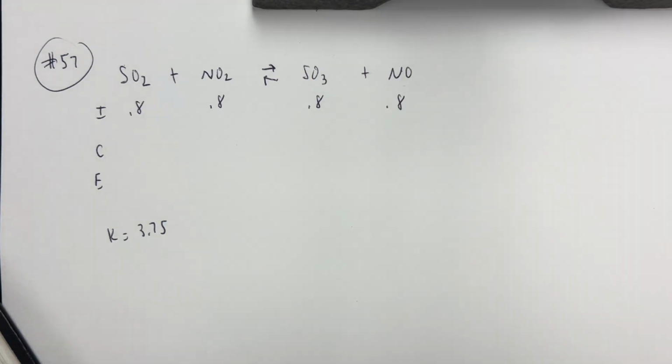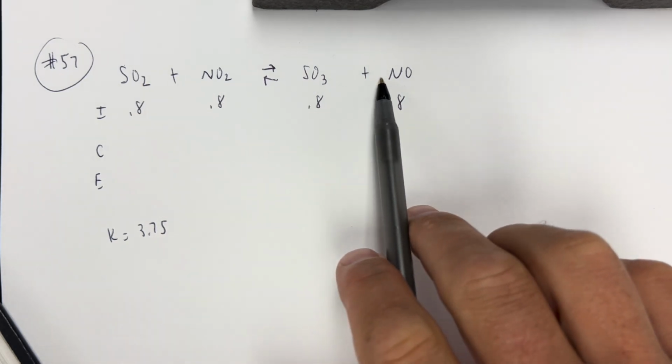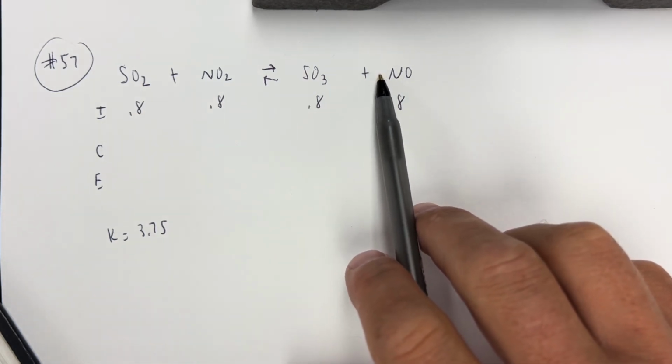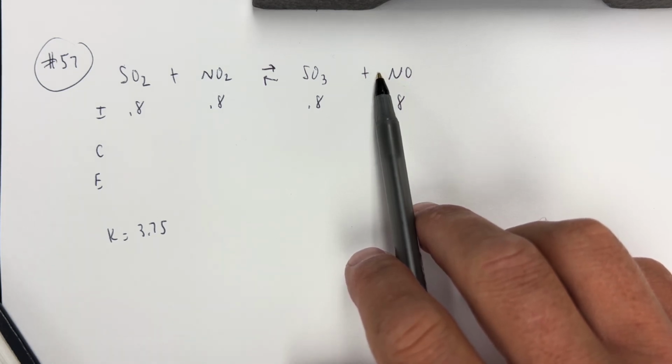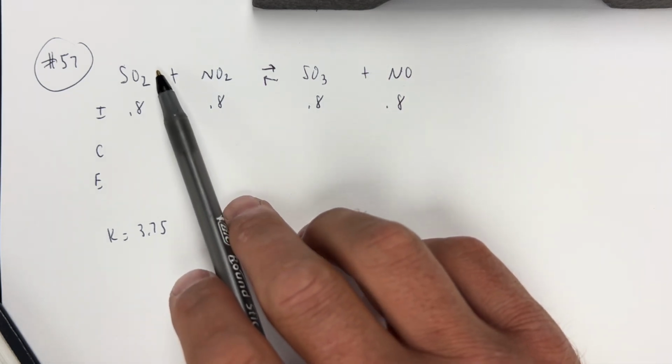Here's number 57. It gives you this equilibrium. Always pay attention to that. Make sure that things are either aqueous or gases, otherwise they're not part of the equilibrium expression. If they're solids or liquids, they would not be a part of that.